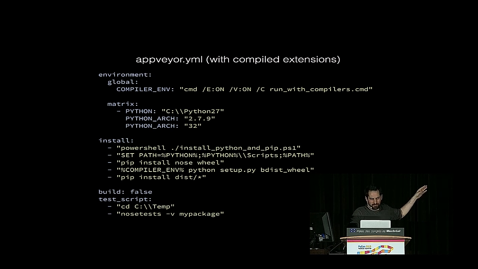But once you have this, you can declare your environment. So here you can have as many Python versions as you want, different architectures. And you also run the install ps1 script. And it will download Python and pip if they are missing. And then the only line that changes is the compiler env python setup.py bdist_wheel. You need to prefix it with this environment, and that will work.